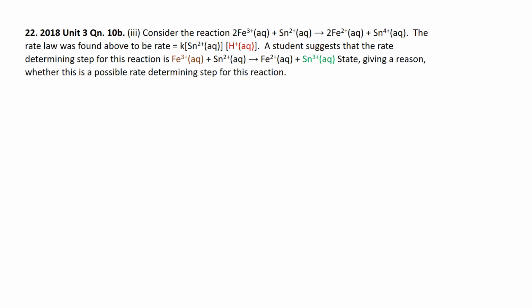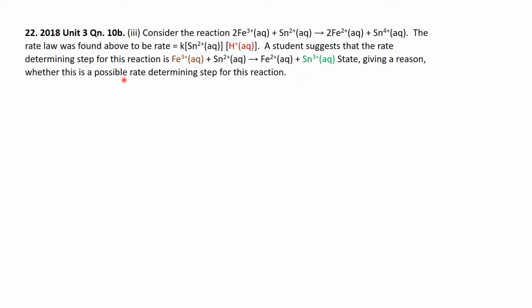Back to the iron and tin reaction, if you remember that from earlier, the rate law was k times [Fe3+] times [H+]. Students suggest the rate-determining step is Fe3+ plus Sn2+, so using two of the reactants, goes to Fe2+, one of the products, and an intermediate. So off the top of one's head, nothing immediately wrong with that other than everything.